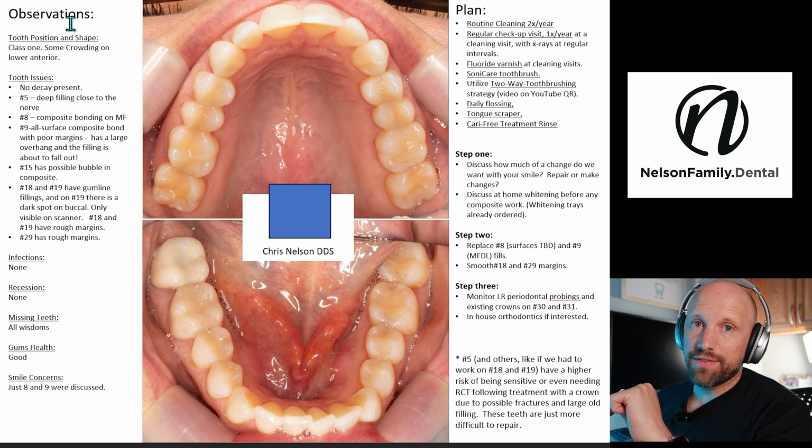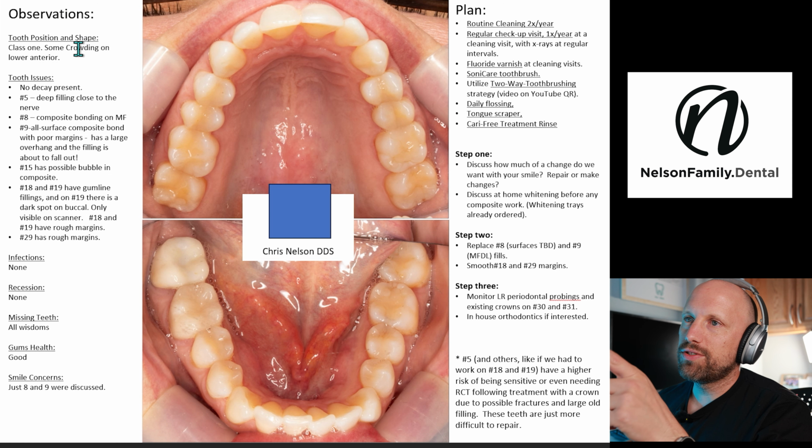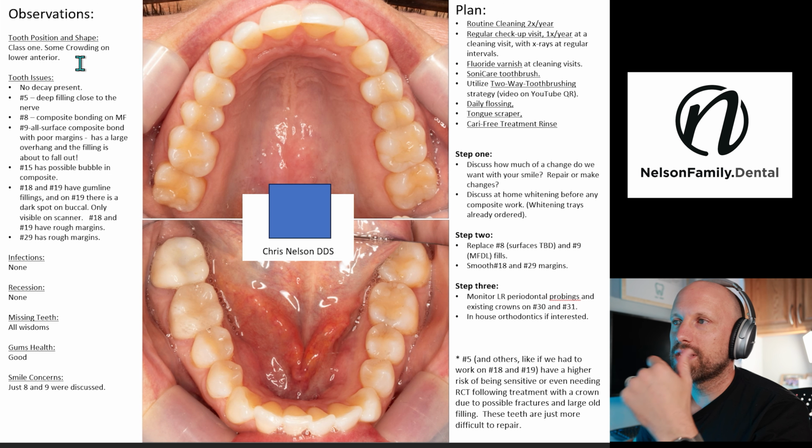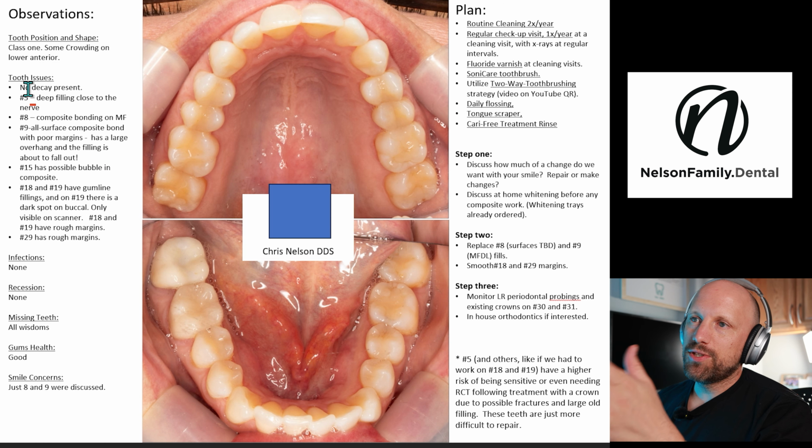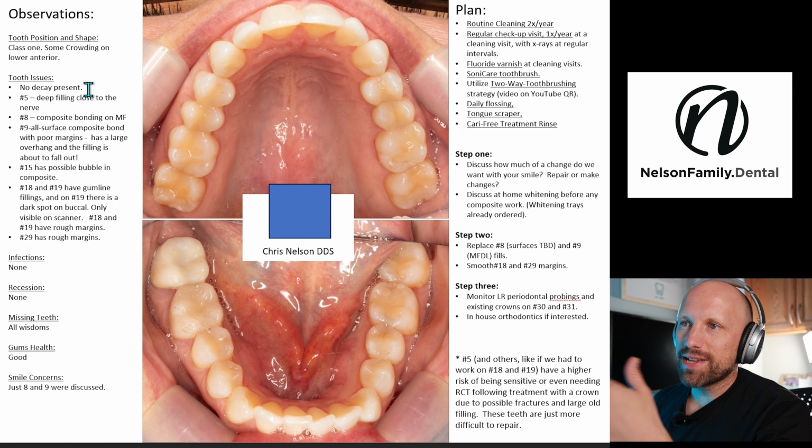We're going to start with the observation list. The observations, we have tooth position and shape. The patient has a pretty typical class 1 occlusion, some crowding on the lower anteriors. A lot of times that's an orthodontic relapse issue, like the patient didn't wear their retainers. And tooth issues, there isn't really any decay present, although tooth number 5 has a very deep existing composite filling that's super close to the nerve.